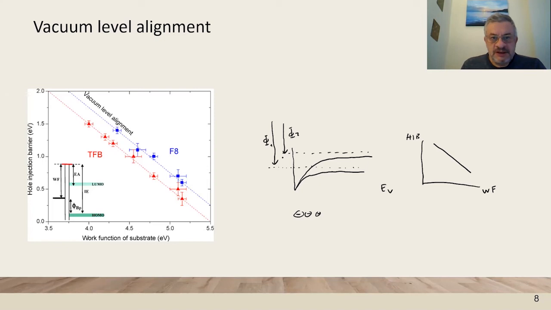The other possibility is that we come with materials of different work function, but a dipole layer is induced, but it doesn't change. So that would be the situation in which you change the work function of the contact, but there is no change of the hole injection barrier. They're always the same because the difference is absorbed by the dipole layer.